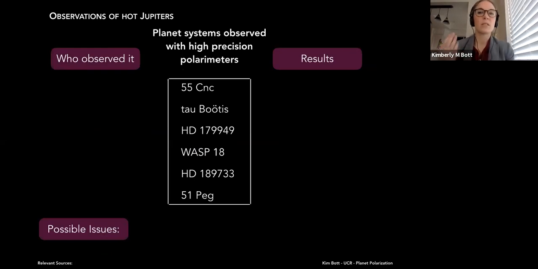So I thought I would take us through a little bit of the history of the planets that there have been attempts to detect polarized light from. There's only a handful that I'm aware of that have been looked at with high precision polarimeters, like parts per million sensitivity polarimeters. And I'll talk a little bit about who observed each planet and some possible issues that might have stopped the groups from detecting a signal in each case.